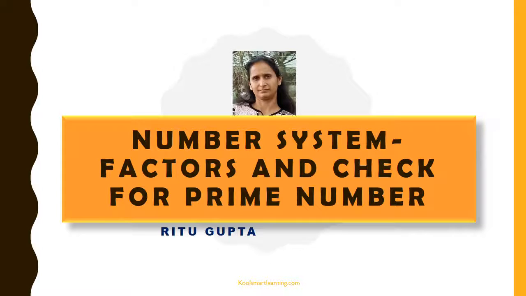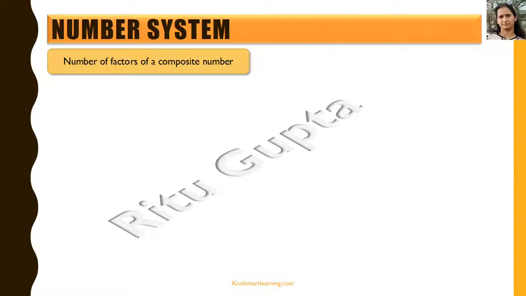Hello friends, in number session today we'll be talking about how to find out the total number of factors and the sum of factors of a composite number, and how to check for prime numbers. So let's now see how we find out the number of factors of a composite number.